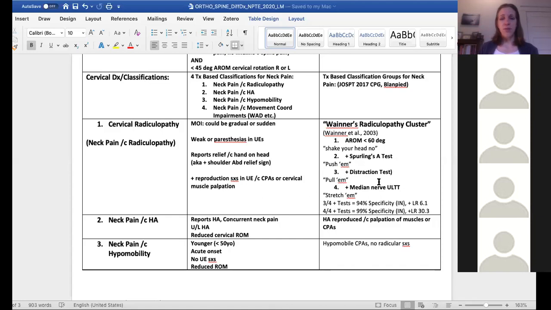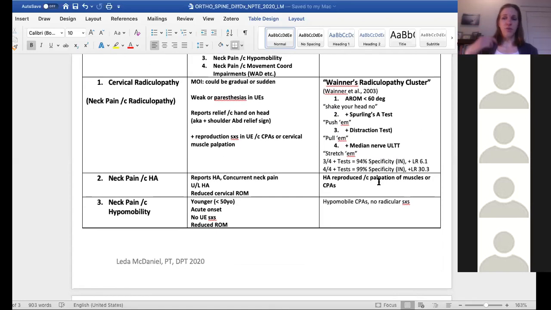So as we go down the list of these 4 disorders, for cervical radiculopathy, usually to rule in cervical radiculopathy, we'll use Wainner's cluster of clinical tests, and his test cluster has 4 different tests. There's a little mnemonic written below that I tend to use to remember these tests. My mnemonic is: shake your head no, push them, pull them, stretch them. In other words, we are looking for an active range of motion.